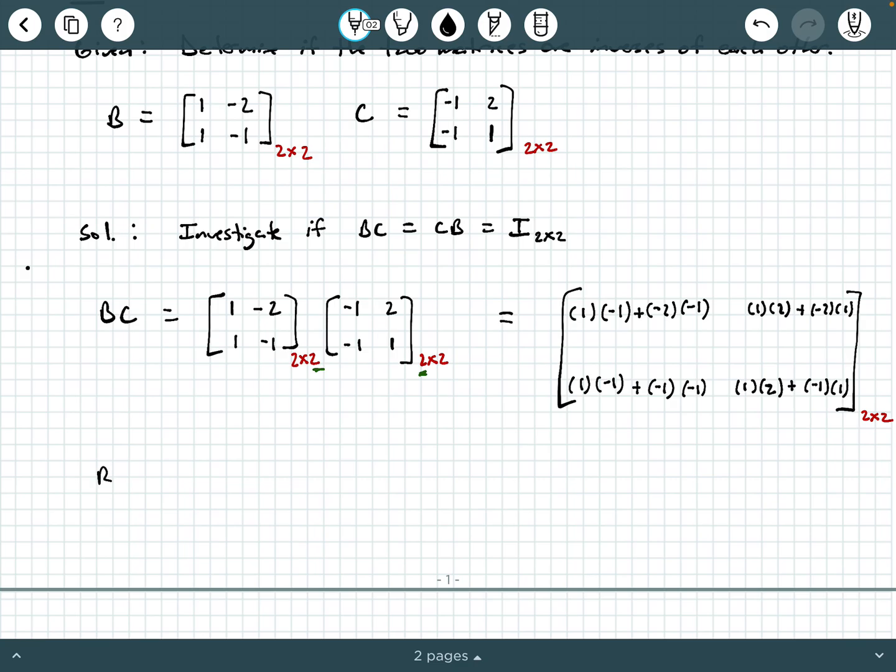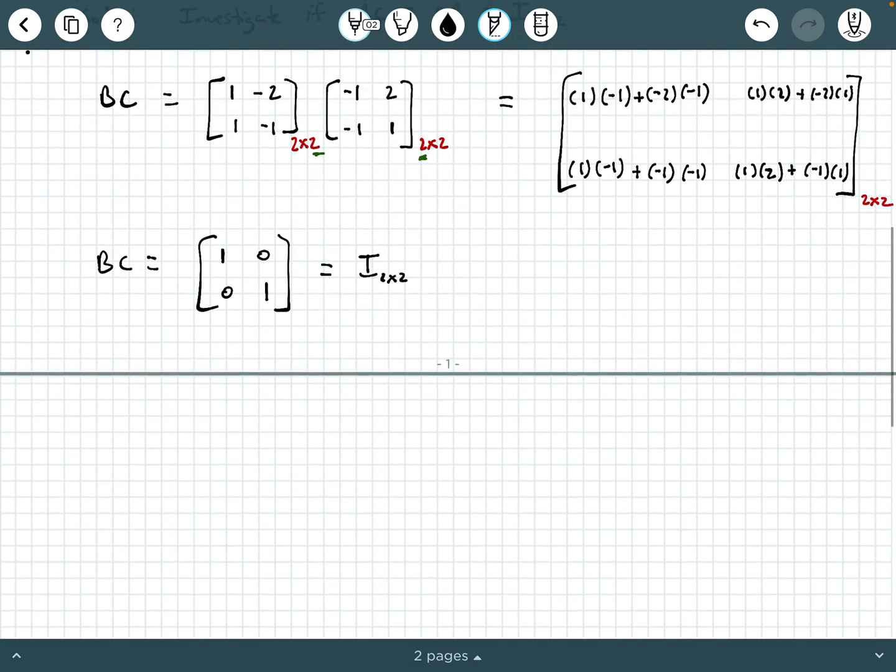And so we're going to end up computing all these values. And again, be very careful when you're collecting all of these values together. When you multiply all these together and add accordingly, you will get 1, 0, 0, 1, which is the 2 by 2 identity matrix. Are we done? No. Remember, we have to check both of these operations. So now what we've got to do is compute C times B and make sure we still pop out the 2 by 2 identity matrix, okay?